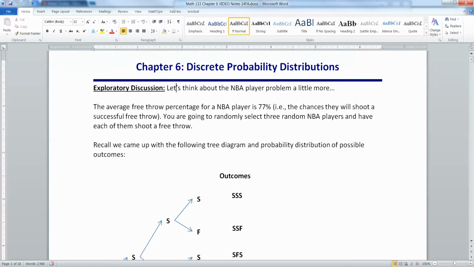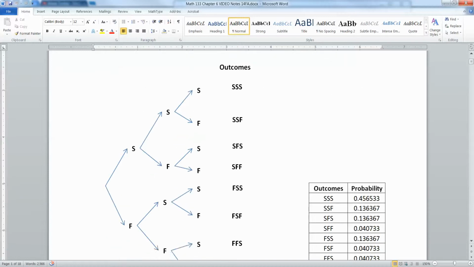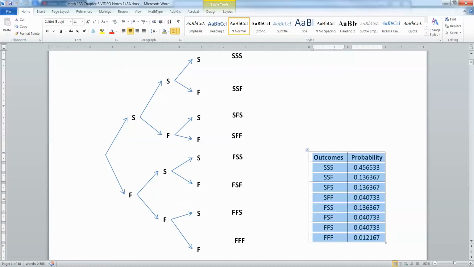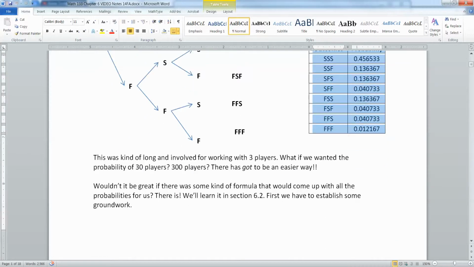And before we even get into what that means, let's think about this just a little bit. So we had a problem in chapter 5 of thinking about NBA players. We have 3 of them go up to the line. Each one has a 77% chance of making their free throw, being successful. So we created this entire lovely tree diagram. We figured out all the different possible outcomes and their respective probabilities, and it was kind of annoying, but we did it. And that leads us to, well, it was tedious.